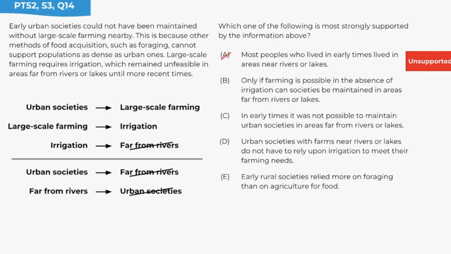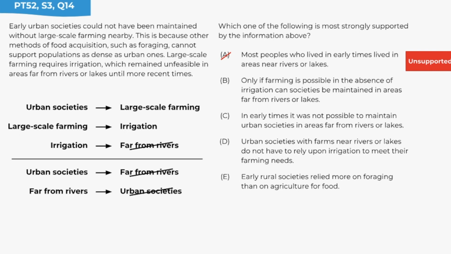Answer choice B says, only if farming is possible in the absence of irrigation can societies be maintained in areas far from rivers or lakes. Well, this has got a couple of issues with it. Notice, first, we're talking about farming. We're not talking about large-scale farming. We're just talking about farming in answer choice B. So the scope of answer choice B is much broader than that which is being described in the original statements. And second, they're not really talking about urban societies. They're talking about all societies in answer choice B.